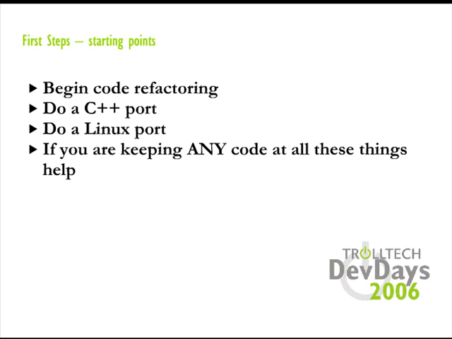So where do you start in this assessment problem? I like to begin with immediate code refactoring. It always helps because it'll make your code cleaner. Start doing a C++ port of your code. Take the logic that's intermingled with your GUI, start splitting it out. If you're on a legacy platform, do a Linux port. Assign one guy, take your code over to Linux, see what happens. And if you intend to keep any of your application code, these things are going to help you get a leg up on the process.